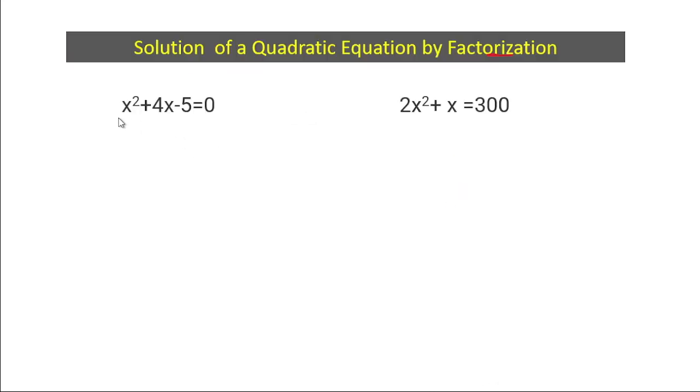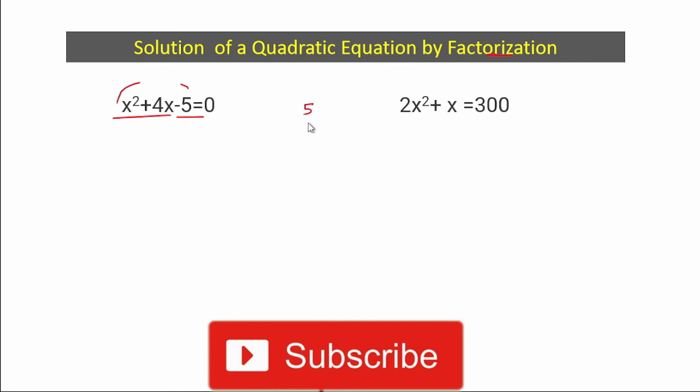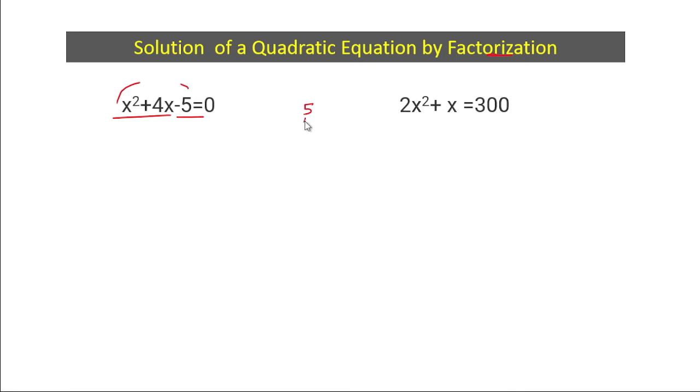Here we can see the given equation is given in a standard form. So we'll multiply the coefficients of x square and the number, that will be 1 and 5, which is 5, and we'll factor 5 such a way that we'll get the value of coefficients of x means 4. Here we can simply write 5 and 1. 5 in positive and 1 in negative, so it will be 4. So we can write x square plus 5x minus x minus 5 is equal to 0.